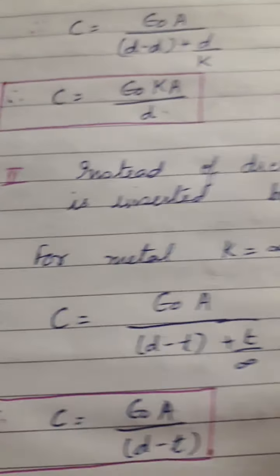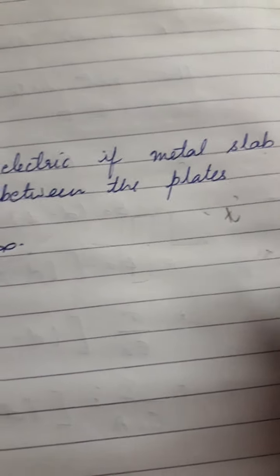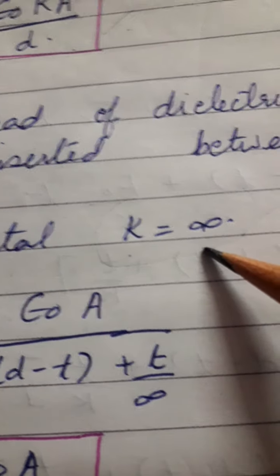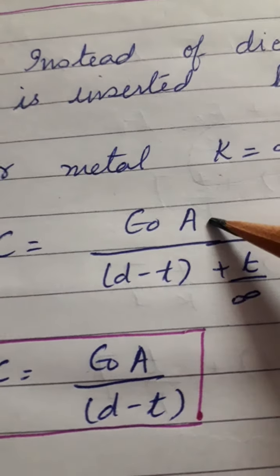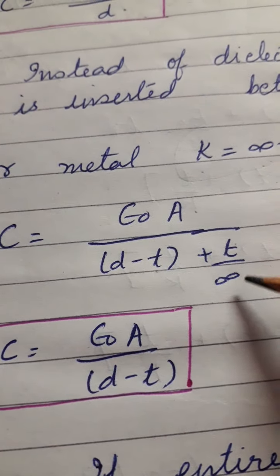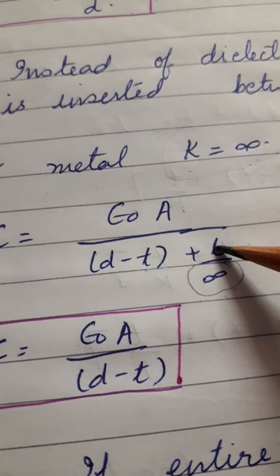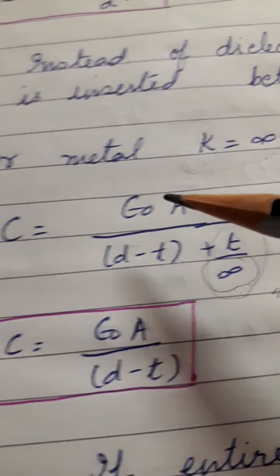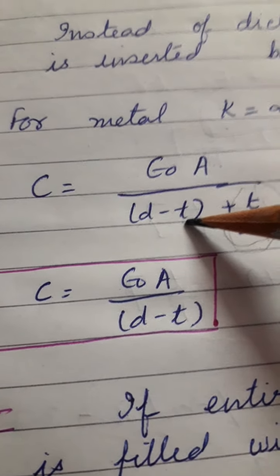Next case, if instead of a dielectric slab, we are inserting a metallic slab of thickness T, suppose. So what will happen? For the metal, K is infinite. The dielectric constant of metals is always infinite. So what will we get in this formula? This is epsilon naught A upon D minus T plus T by infinity, because the value of K is infinity. Anything upon infinity will be 0, so this term will be 0. And if this term is 0, what will be the formula remaining? That is C is equal to epsilon naught A upon D minus T.